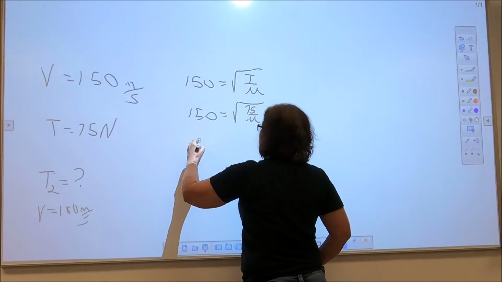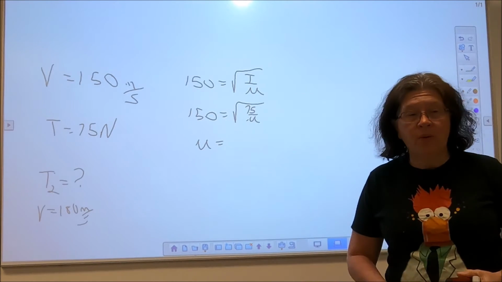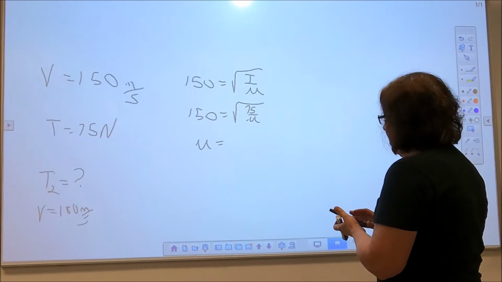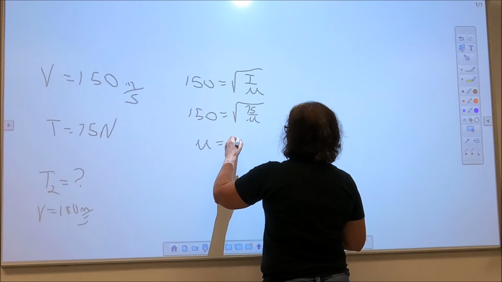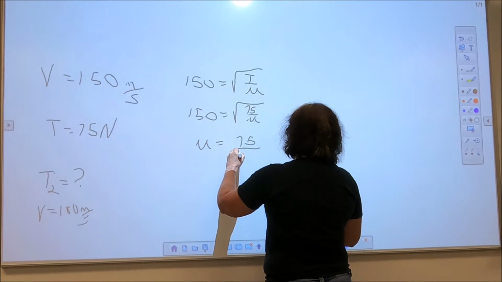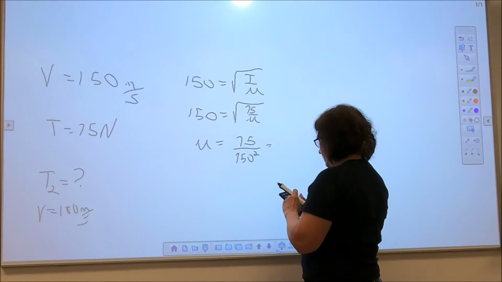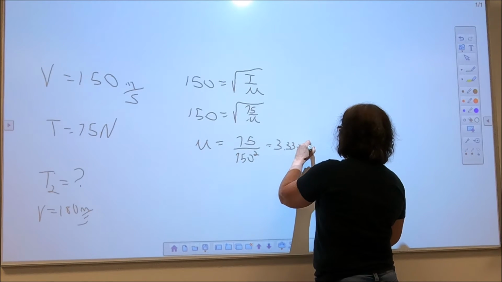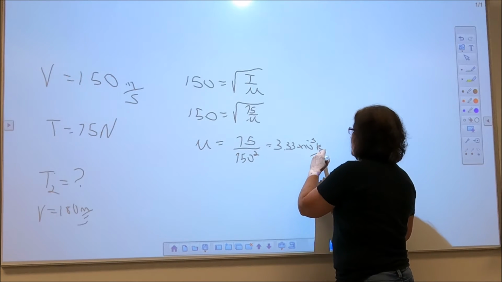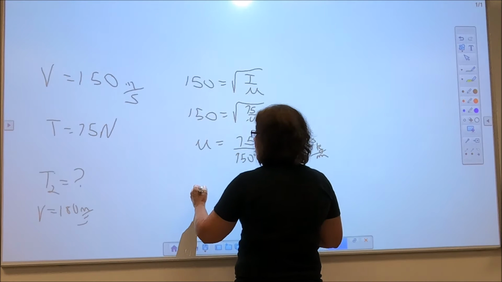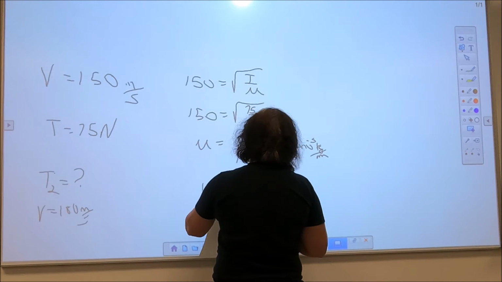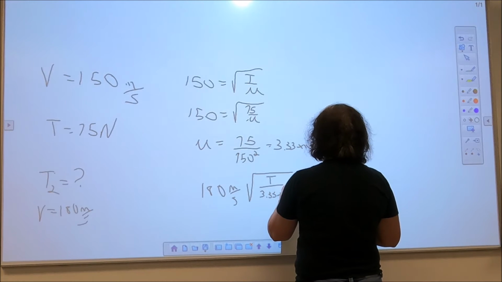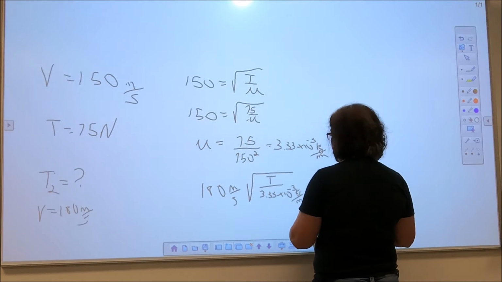So I'm going to solve this for mu. So I square both sides. 150 squared. Okay? And mu is going to equal 75 then divided by 150 squared, which is 3.33 times 10 to the minus 3, and that should be kilograms per meter. Okay? So 180 meters per second should be the square root of T over 3.33 times 10 to the minus 3 kilograms per meter.